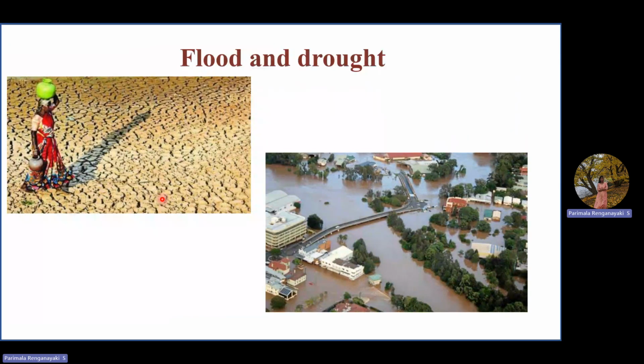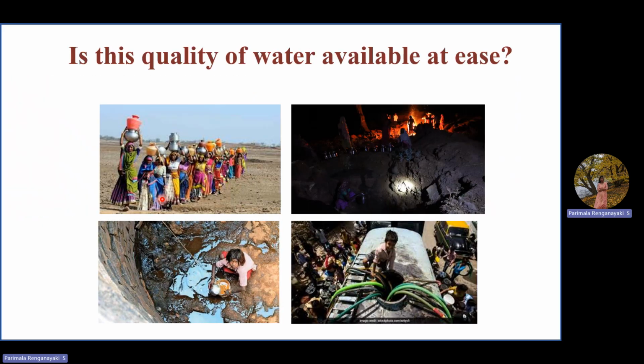Then sometimes natural disasters, most of the time in northern India, heavy flooding, whereas in the southern part or sometimes in the northern part, we are experiencing flood and drought. Okay. And finally, the quality of water, let it be fluoride, let it be arsenic, is it easily available to the people? No, this is also sometimes not available easily.